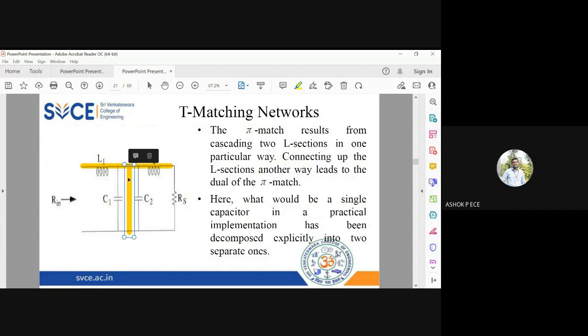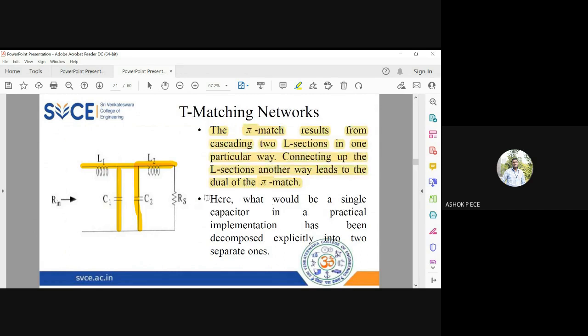So it again resembles your two L-type networks. T is also going to be two L-type sections. If you connect the L-type sections in the reverse way, it is going to be T. If you connect them back to back, it is going to be pi.